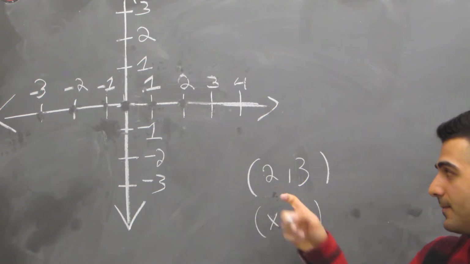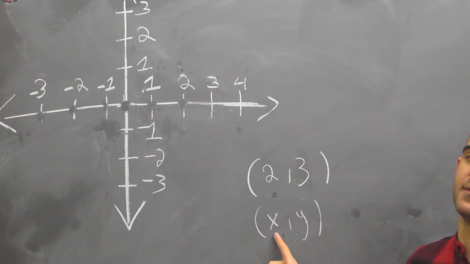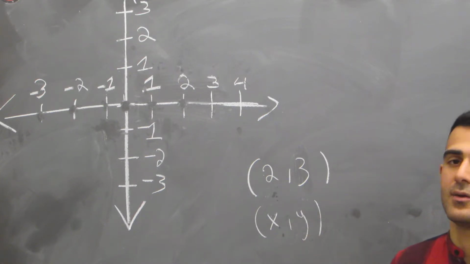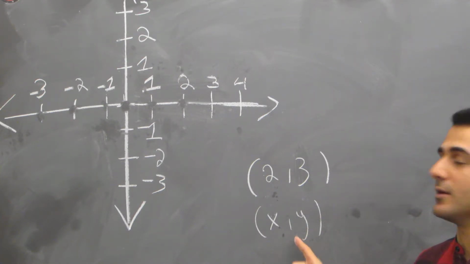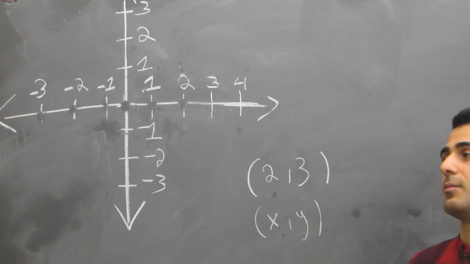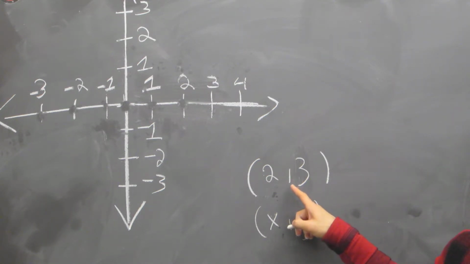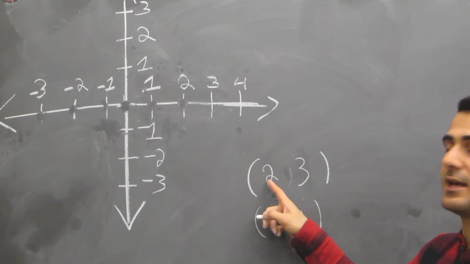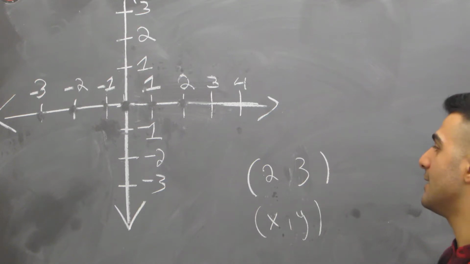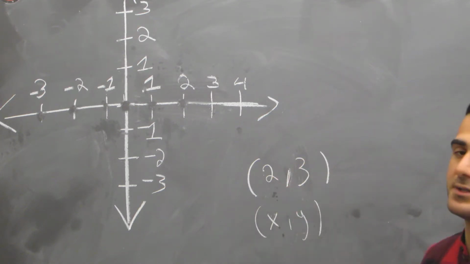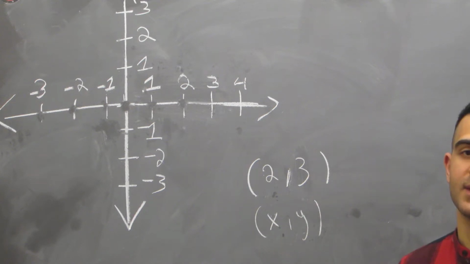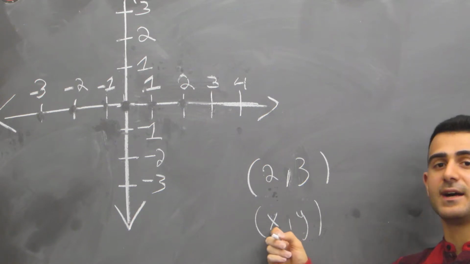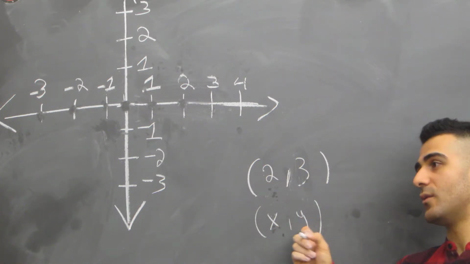So in this example, 2 would be the x value of the point, or the x coordinate. 3 would be the y coordinate of the point, or the y value. The comma just distinguishes between the two numbers. If it wasn't there, it would be difficult to say which one is the x value and which one is the y value. So always when you're dealing with a point, the first number is the x value, the second number is the y value.